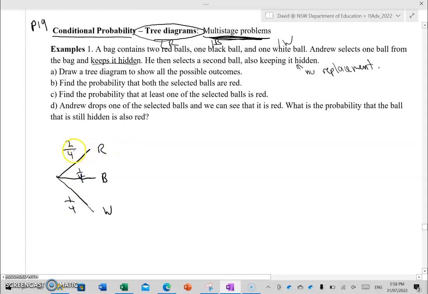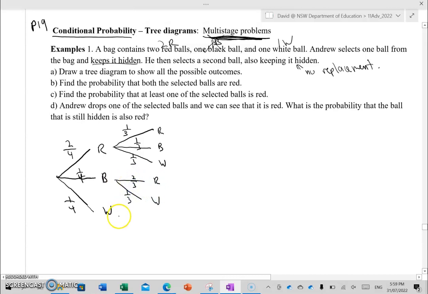So if I've selected a red, I've got 1 less red, so I'll have a 1 out of 3 chance now. If I've taken away 1 red, I've got three balls left. 1 is red, 1 is black, 1 is white. So red, black, white, red, black, white, and each of these has a third chance. If the first ball that I took was a black ball, that black ball's gone. I've now got 2 reds and 1 white left to play with. So 2 out of 3 are red, 1 out of 3 is white.